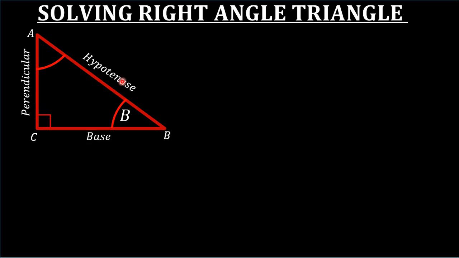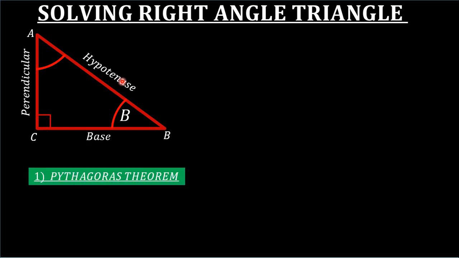Remember students, there are two methods to solve a right angle triangle. Number one is called Pythagoras theorem. According to Pythagoras theorem, the hypotenuse square, meaning the length of the largest side of the triangle, here in our case AB, square is always equal to the sum of the squares of the perpendicular and the base. So we can write it mathematically like this: hypotenuse square, meaning AB square, will be equal to base square plus the perpendicular square. This is called Pythagoras theorem that you can only apply on a right angle triangle.